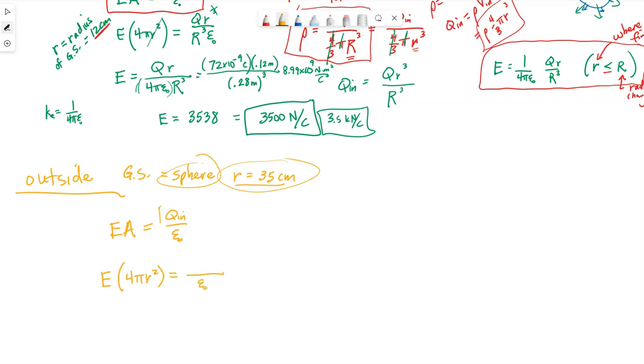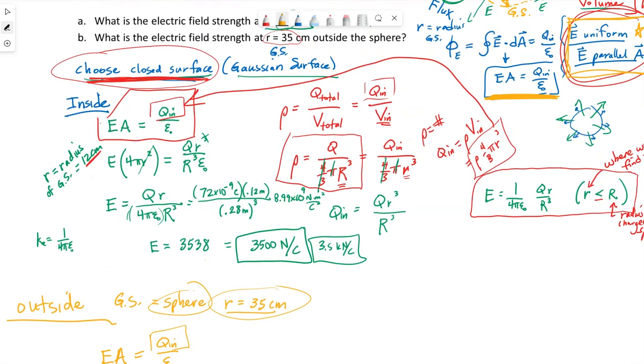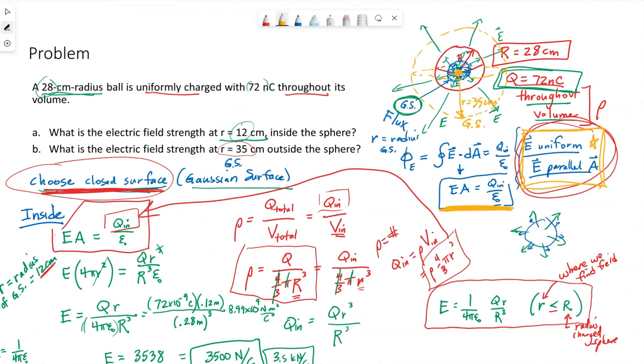So our next step is to figure out how much charge. So scrolling back so we can see the picture, if my computer screen will let me. We need to know how much charge is physically located within this sphere that has a radius of 35 centimeters. Well, the entire charged ball is in here. All 72 nanocoulombs will be within this new Gaussian surface. So for this new surface, I can say Q enclosed is simply Q. All of it's in there.